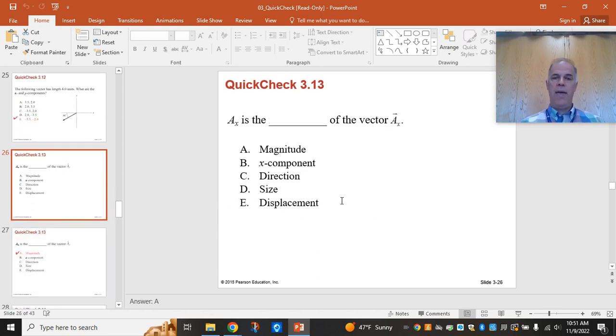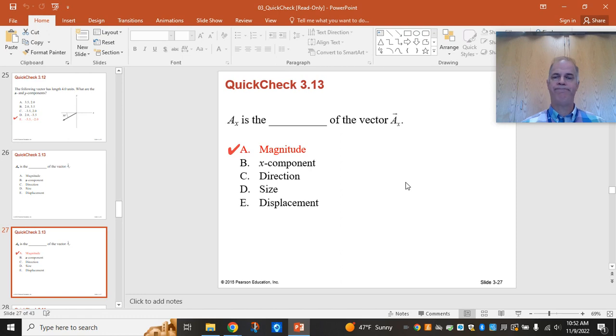Okay, 13. AX is the blank of vector AX, and this is really a terminology thing. The difference between this symbol and this symbol is that this one has a little arrow over it, and that little arrow over it means they're talking about a vector quantity. And if there is no arrow over it, then they're talking about a scalar quantity. So that's the hint. Here's the answer in 3, 2, 1. There it is. It's the magnitude. Because this is magnitude in no direction. This is magnitude and direction.